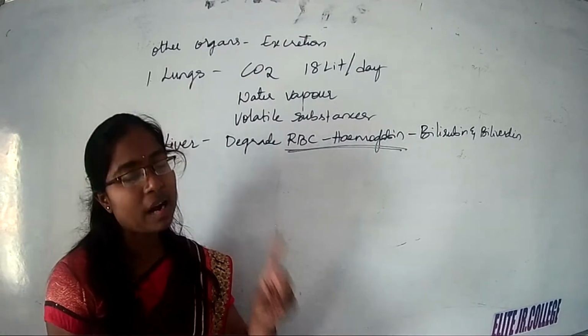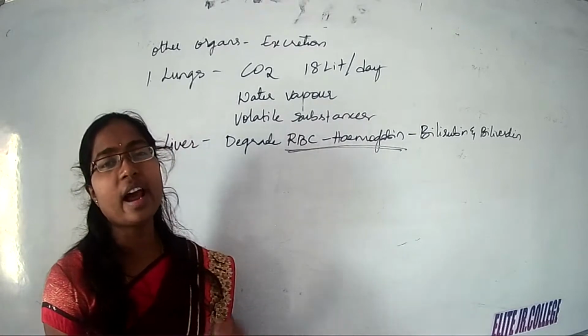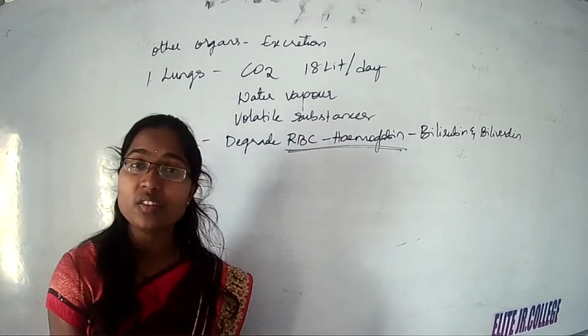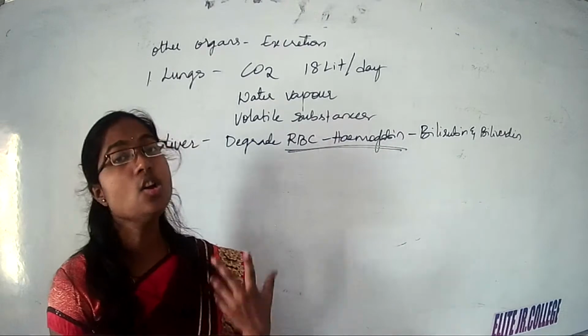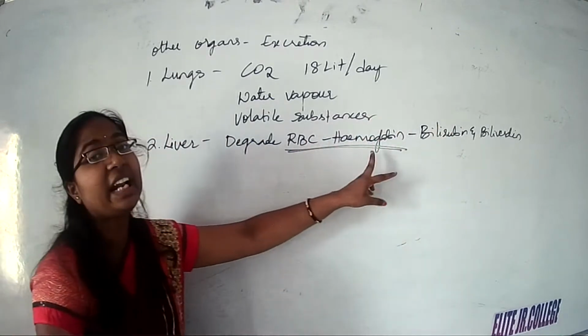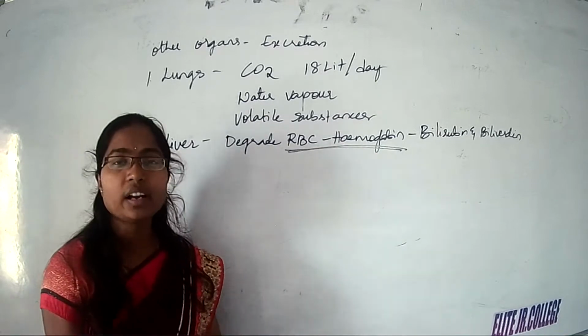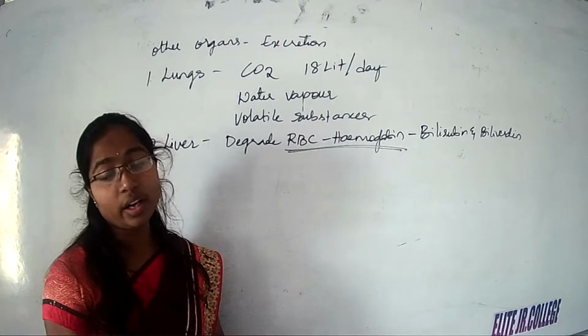Through bile, these bilirubin and biliverdin are eliminated through our alimentary canal, because bile from the liver is drained into the alimentary canal. So the bile pigments, bilirubin and biliverdin, which are formed from the degraded hemoglobin, will be eliminated from the body through our alimentary canal. Okay.